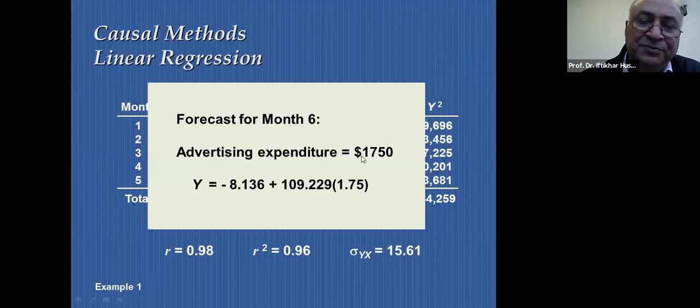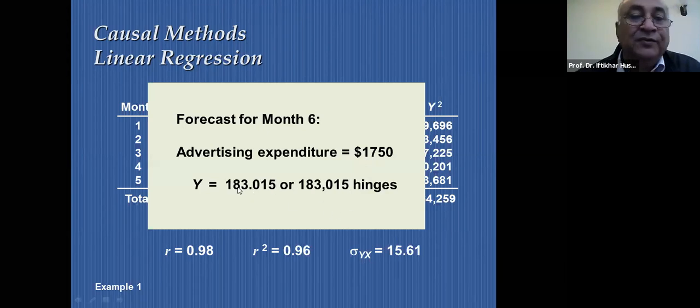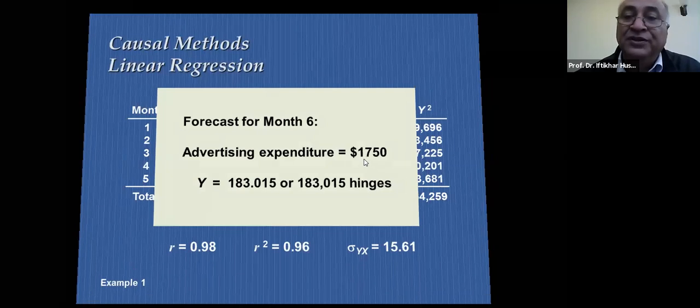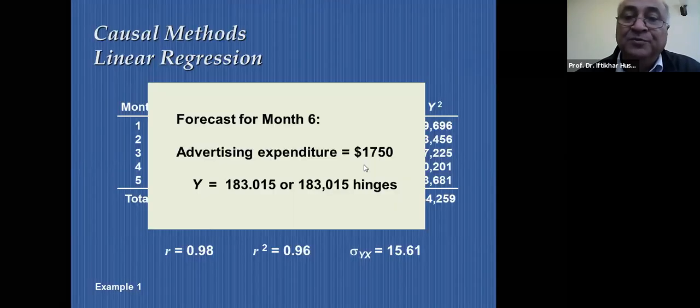Sigma yx means dispersion within the... this is the same thing. Invest this much money is going to forecast the number of hinges, which is 183 multiplied by 1000. So obviously this number, so many hinges are required with the investment of $1,750.